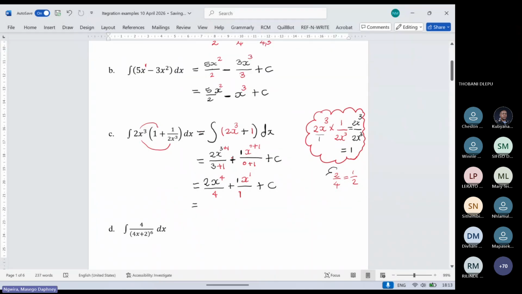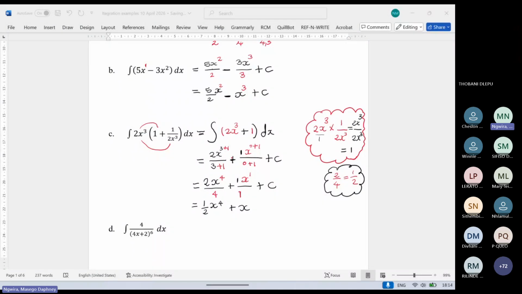I'm just going to do it here on the side again so that you understand. So it means here I am going to have 1 over 2. Then this is just x to the power of 4. Then plus 1 over 1 is 1. So they're just going to cancel each other. Then we are going to have x to the power of 1. And then this is plus c.